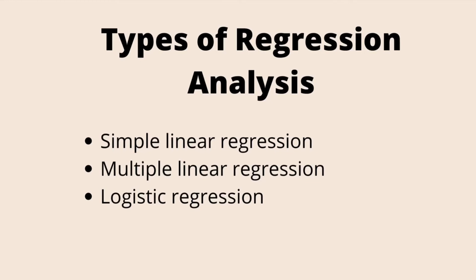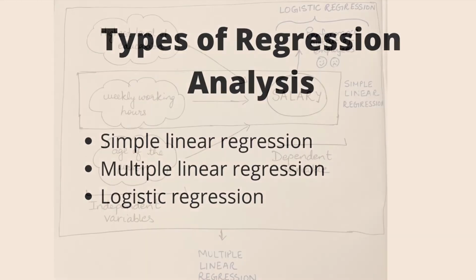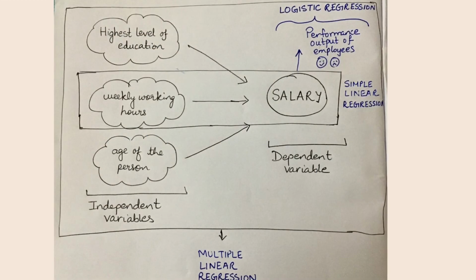Let's understand this again with the same diagram which we used earlier. Here I have boxed the weekly working hours and the salary. So I have taken just one independent variable, which is weekly working hours, and the dependent variable is salary. Since I am using just one independent variable, this becomes a simple linear regression. And if I am using all of the variables, the highest level of education, working hours, and the age of the person, then it becomes multiple linear regression, where the dependent variable is salary.